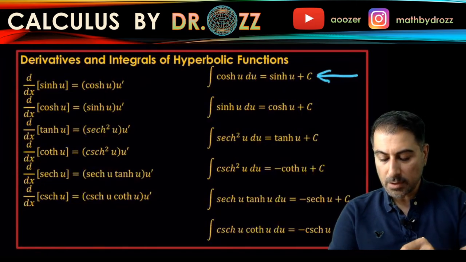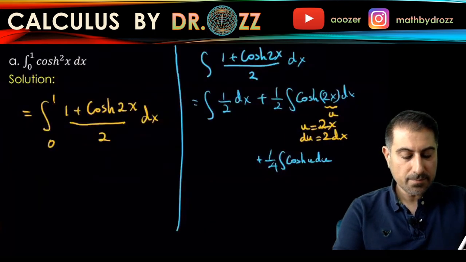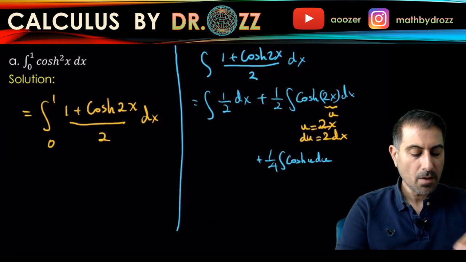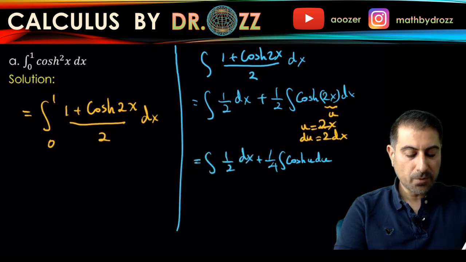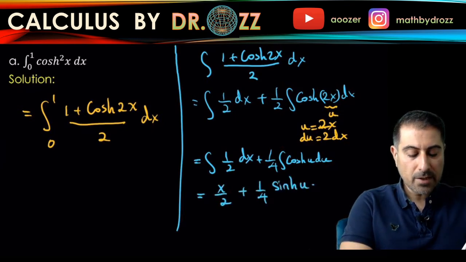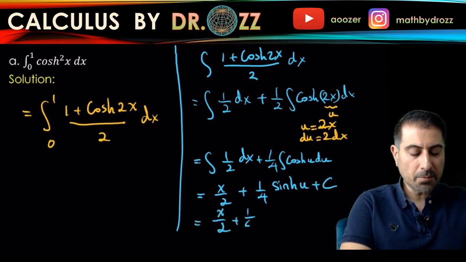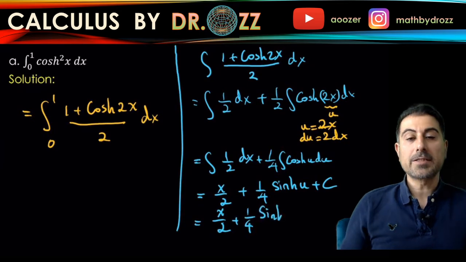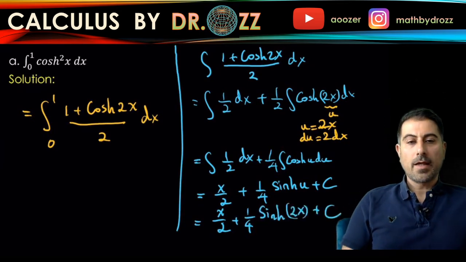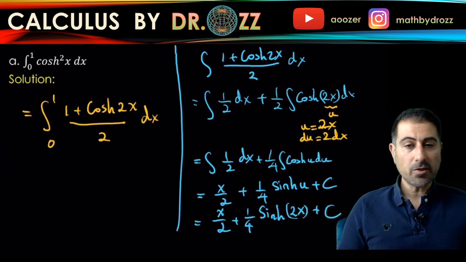Let's go back to here and write this as, first of all, x over 2, plus 1/4 sine hyperbolic u plus c. Then putting the u back here, you have x over 2 plus 1/4 sine hyperbolic 2x plus c. Towards the use of the fundamental theorem of calculus for the evaluation of this definite integral, I don't need to carry forward the c.